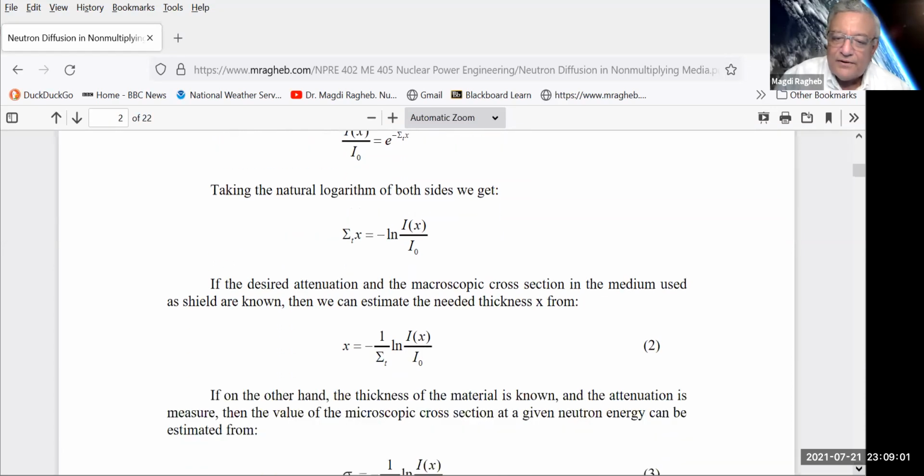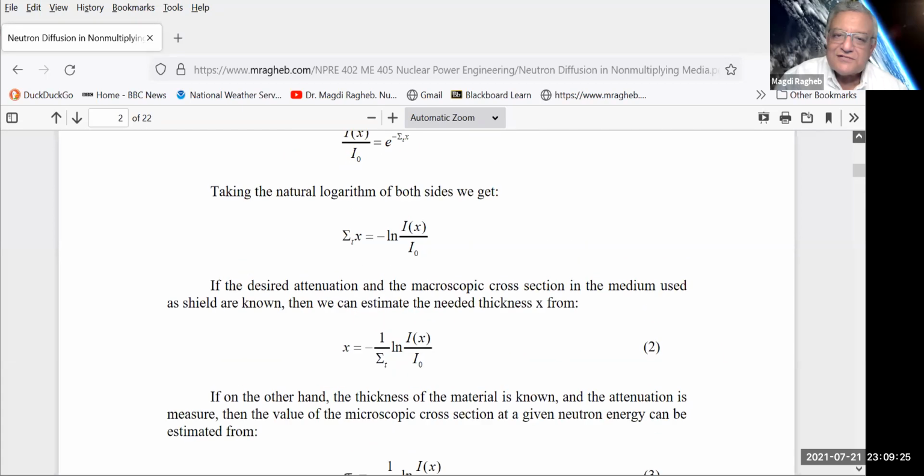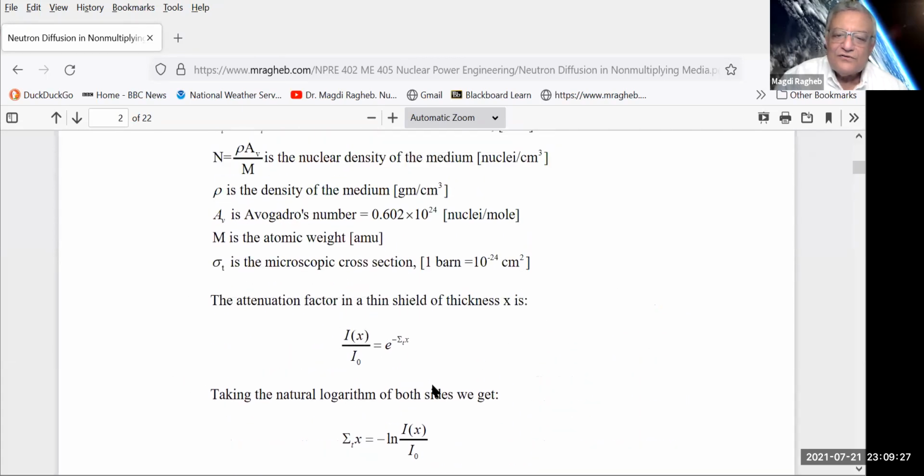Notice here that compared with gamma rays, we do not have a build-up factor. So the equation is simpler in form, but it takes the same format. And in gamma rays, mu, the attenuation coefficient, replaces the macroscopic total cross-section. In fact, that equation is the equation used to measure those cross-sections that we have dealt with before.